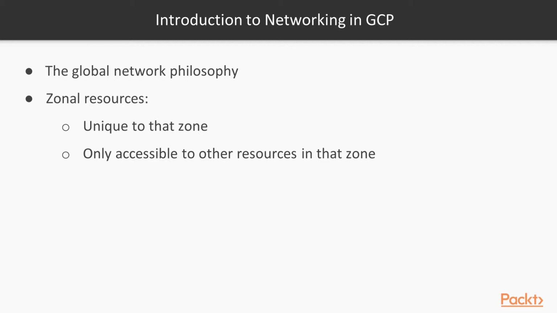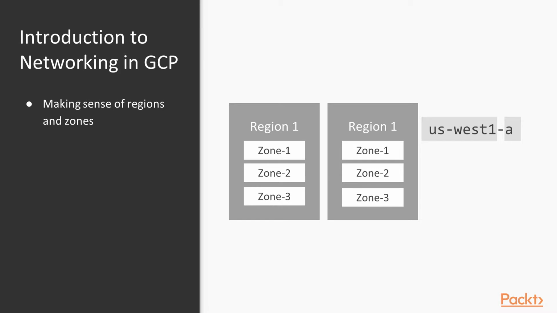Okay, so global, regional, and zonal. How do we make sense of all of this? When we're looking at our Google Cloud Platform console, we look at the name of the region that we're working with, and we can parse that out and determine which zone we are in. So here's the region, and there's the zone.